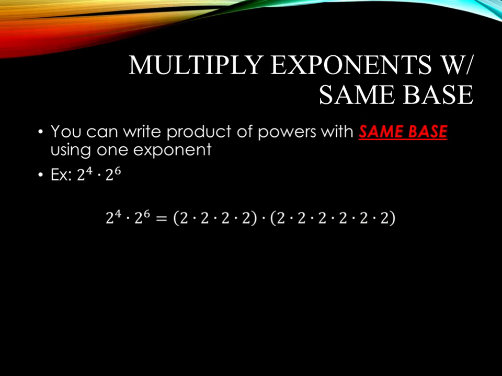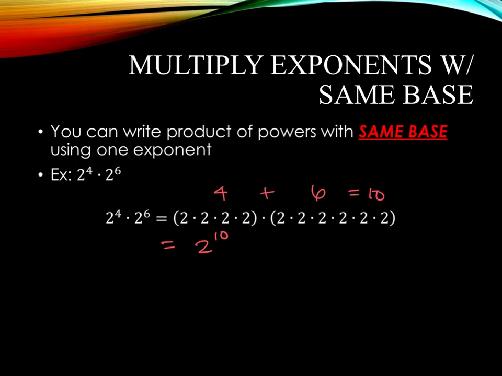So if you notice, all of these bases are the same, and if we count them all up, I have 4 and another 6. This is actually going to give me 2 to the 10th power. I got that 10 by adding up the exponents. I have 4 2s, and then over here I have 6 2s, so 4 plus 6 equals 10.